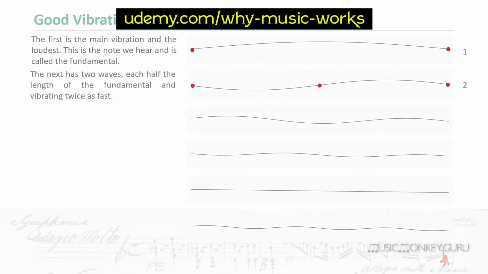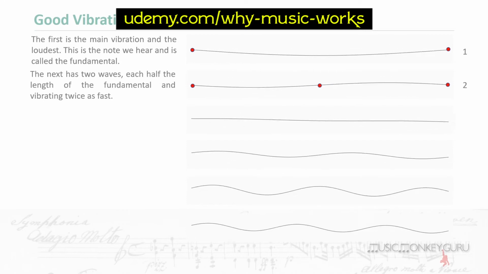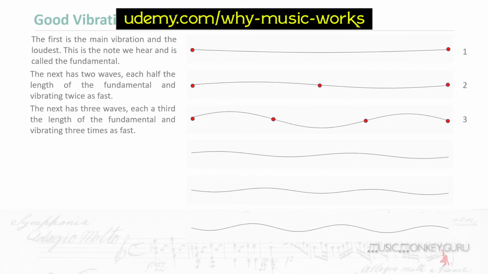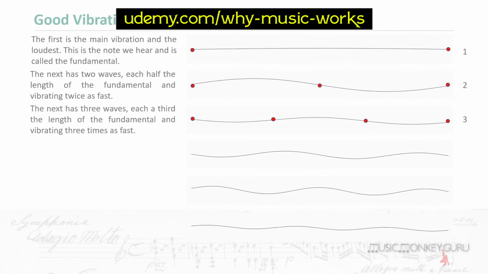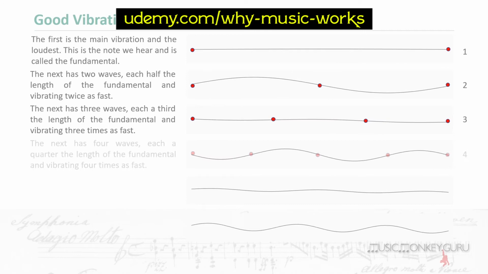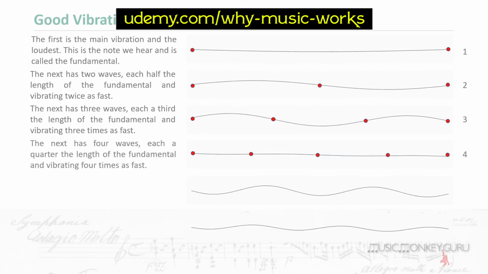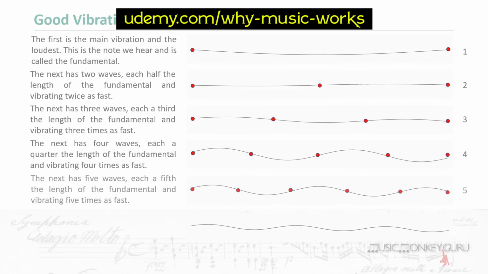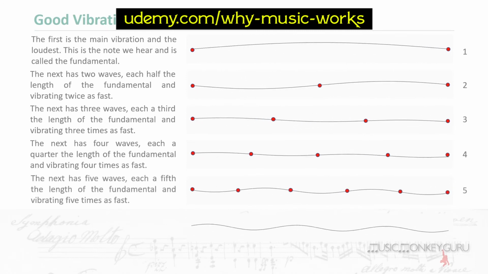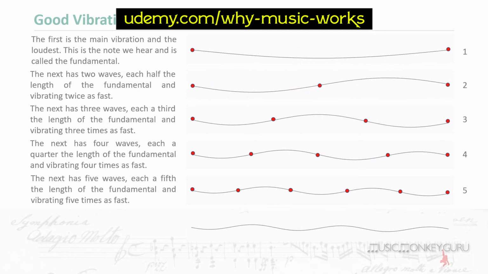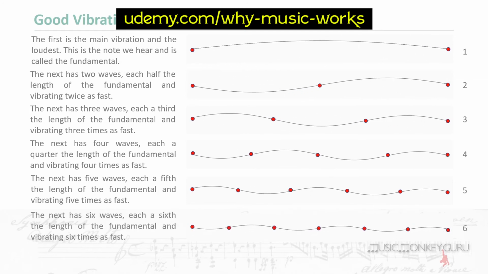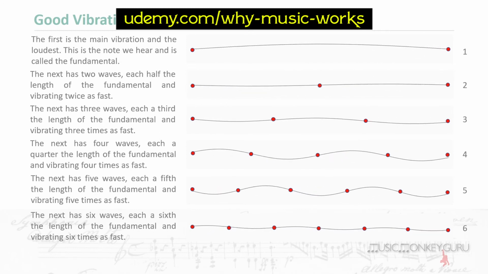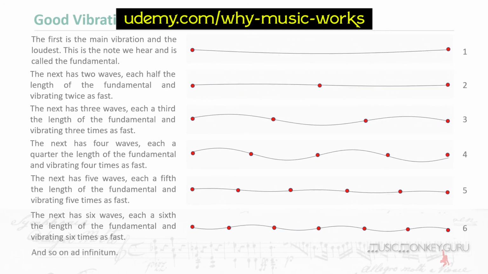The next has two waves, each half the length of the fundamental and vibrating twice as fast. The next has three waves, each a third the length of the fundamental and vibrating 3 times as fast. The next has four waves, each a quarter the length and vibrating 4 times as fast. The next has 5 waves, each a fifth the length and vibrating 5 times as fast. The next has 6 waves, each a sixth the length and vibrating 6 times as fast. And so on, ad infinitum.